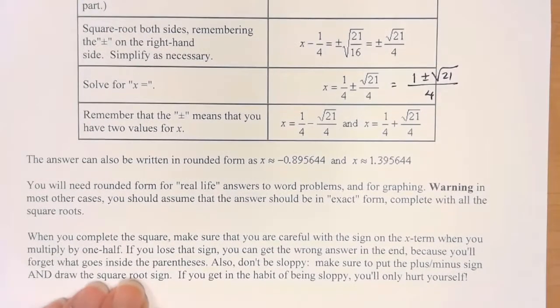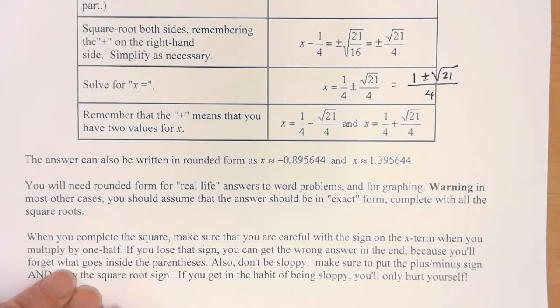When you complete the square, make sure that you are careful with the sign on the x term when you multiply by 1/2. If you lose that sign, you can get the wrong answer in the end because you'll forget what goes inside the parentheses. Also, don't be sloppy. Make sure to put the plus minus sign and draw the square root sign. If you get in the habit of being sloppy, you'll only hurt yourself.